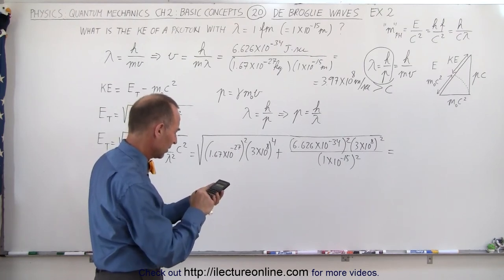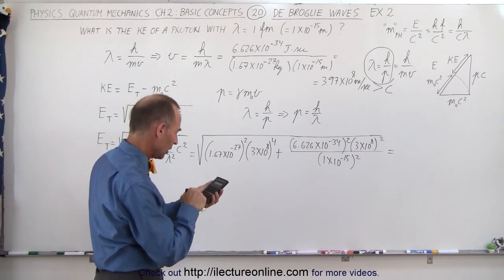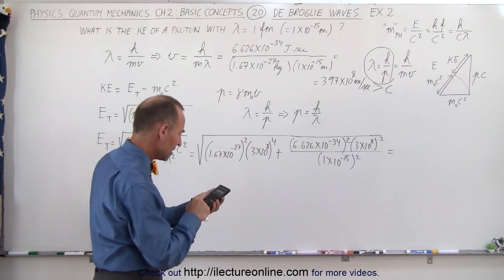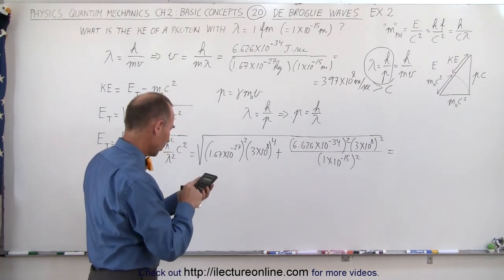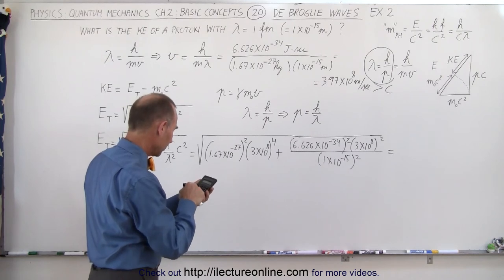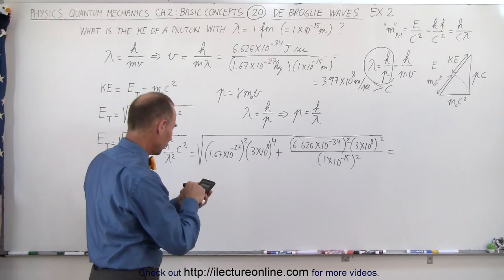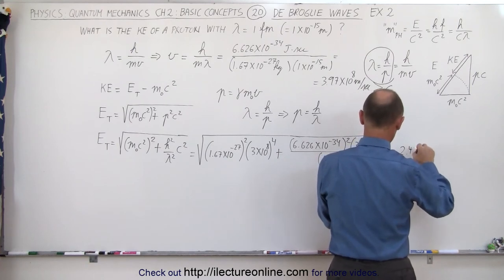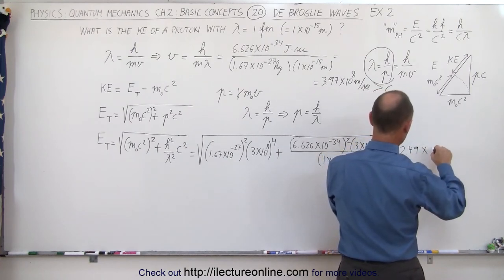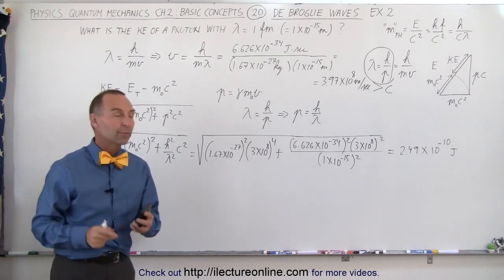6.626 × 10⁻³⁴, we square that, times 3 × 10⁸, square that, divided by 1 × 10⁻¹⁵, and square that, equals. Okay, now we're going to add to that this quantity right here, plus 1.67 e to the minus 27, square that, times 3 e to the 8, square, close parentheses, and equals. Now we take the square root of that, and we end up with 2.49 times 10 to the minus 10 joules. So that's the total energy of that moving proton.